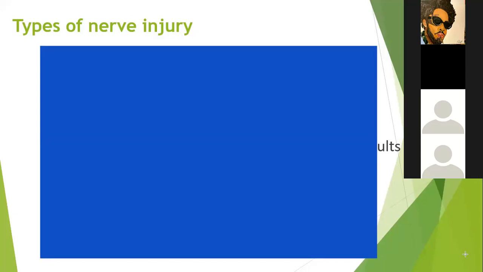I've learned the different classifications, Erlanger-Gasser and Lloyd, and the difference is that Erlanger-Gasser has motor and sensory, while Lloyd only has sensory. Okay, thank you.